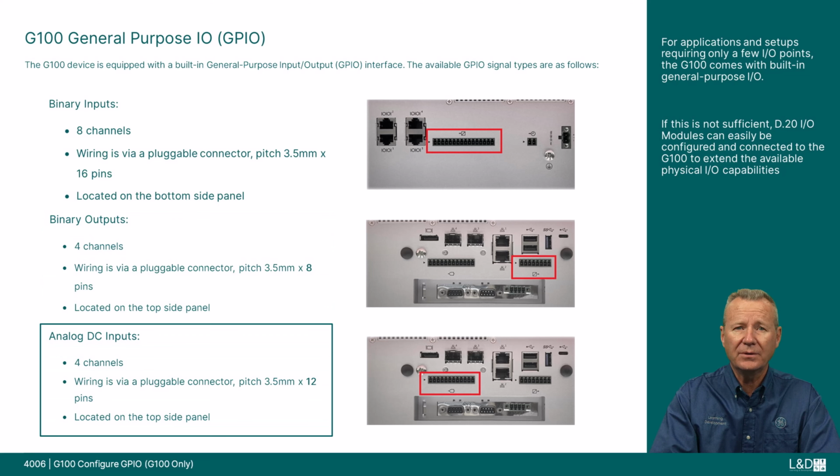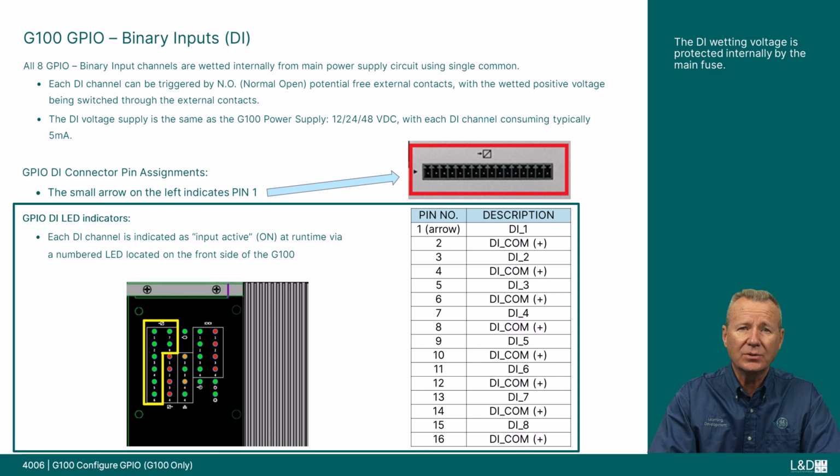For GPIO DI connector pin assignment, the small arrow on the left indicates pin 1. For GPIO DI LED indicators, each DI channel is indicated as an input active at runtime via a numbered LED located on the front side of the G100.